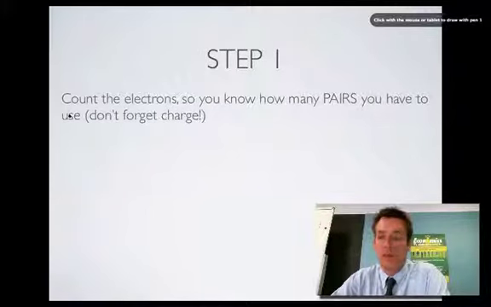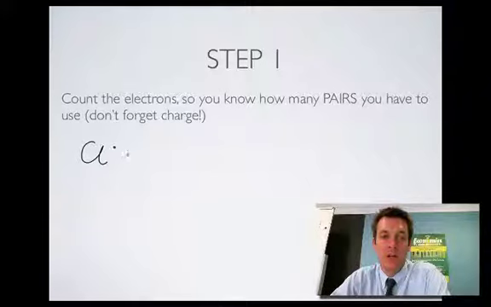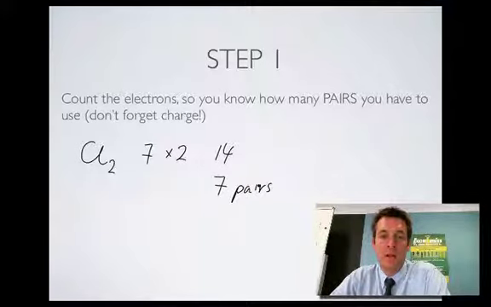Step 1 is count the electrons. Well, we need to know what group our atoms are in. Chlorine is in group 7, so it's got 7 electrons. But we've got Cl2, so it's 2 times 7 electrons, so 14. And that's 7 pairs. Okay? So we know we've got 7 pairs to play with.